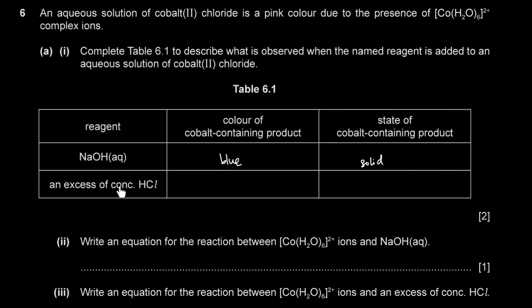When we add excess of concentrated HCl, we already have a cobalt 2 chloride solution. By increasing the amount of chloride ions, we're going to get more of cobalt 2 chloride, and cobalt 2 chloride is a blue solution. And the state is aqueous. It's a solution.